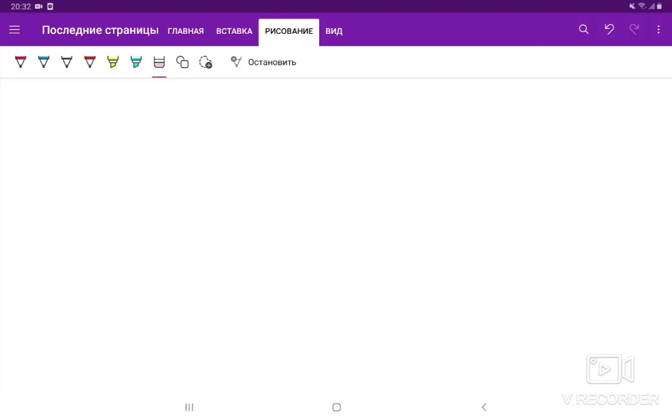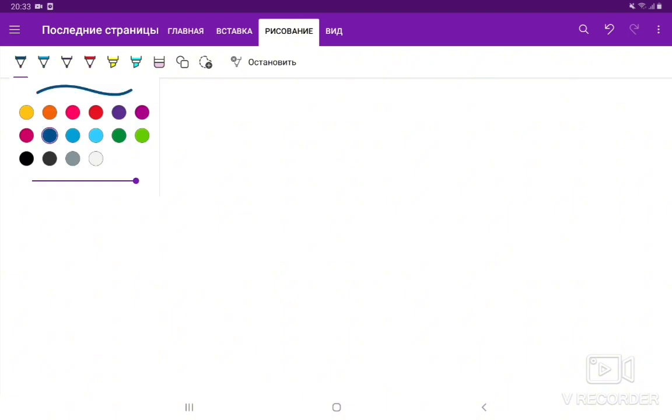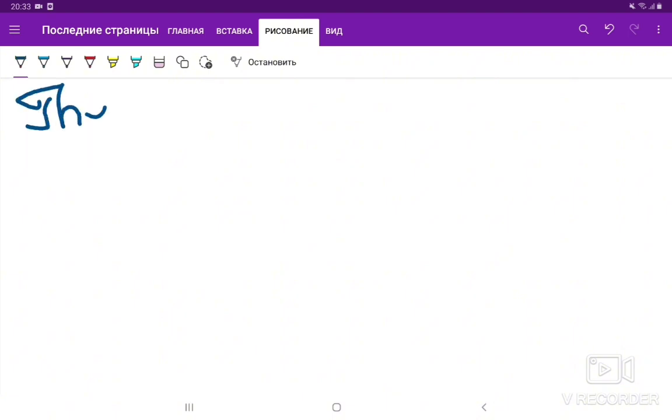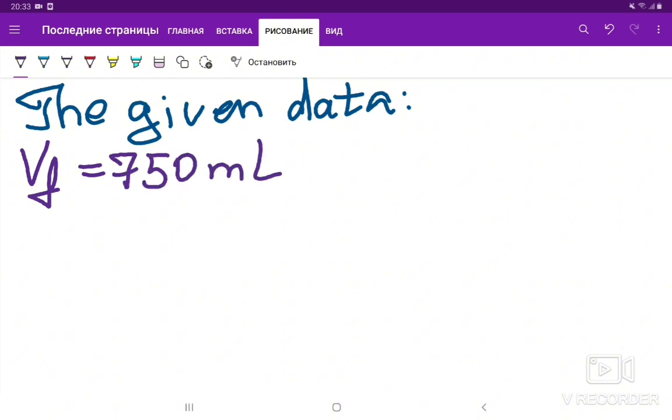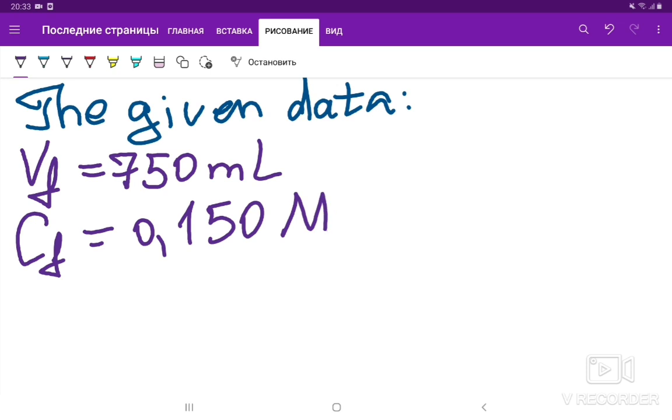Let's write first what we have. So let's write the given data. From the condition of our task, we know that we need to get a solution that will have a final volume of 750 milliliters. So the final is 750 milliliters. The concentration of the final solution will be 0.150 molarity. What is molarity?